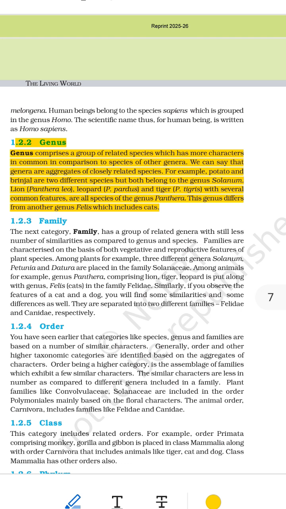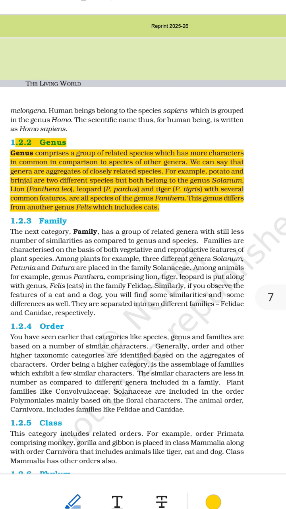Line 3. For example, potato and brinjal are two different species, but both belong to the genus Solanum. Words explained. Potato equals the vegetable that grows underground. Brinjal, also called purple vegetable. Different species equals not exactly the same plant. Belong to the genus Solanum equals both are part of the same scientific group called Solanum. Simple meaning. Potato and brinjal are not the same, but they are similar plants, so scientists put them in the same genus called Solanum. More help. They both grow from plants, have similar flowers, and grow in similar ways. That's why scientists put them together under Solanum.